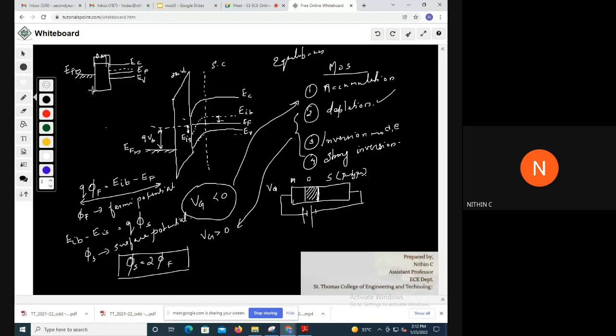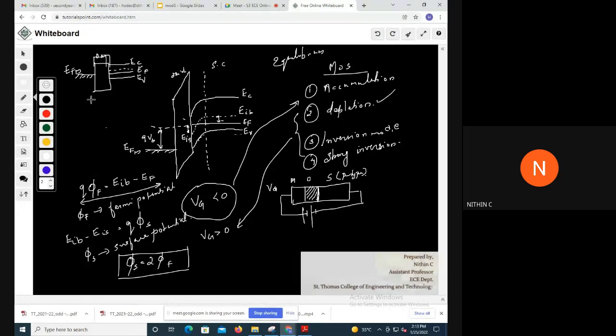In certain question papers, sometimes it is asked to draw the ideal MOS capacitor energy band diagram. Then you have to draw the equilibrium energy band diagram. If you are asked to draw the energy band diagram of an ideal MOS cap, you need to draw the equilibrium MOS capacitor energy band diagram. Clear? Modes of operation are clear?